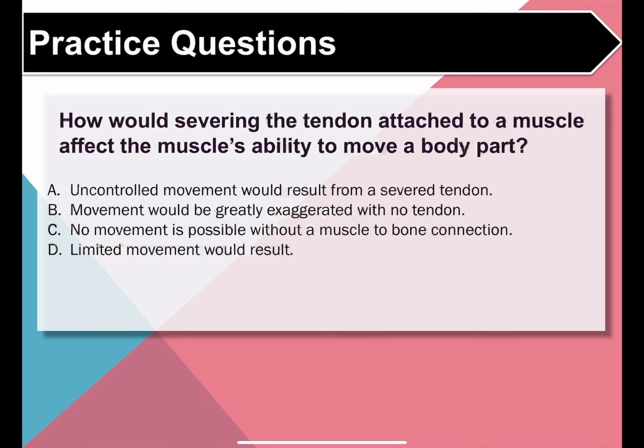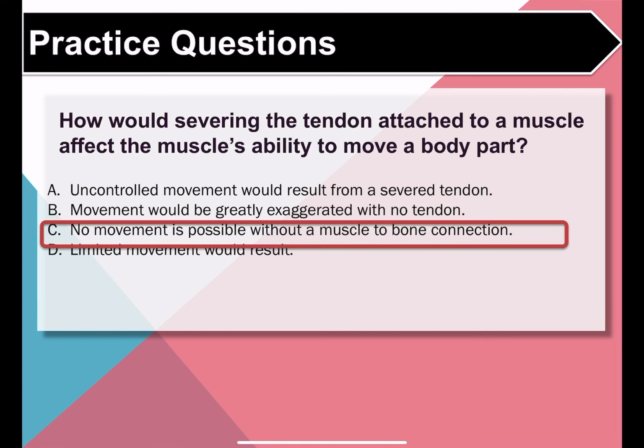How would severing the tendon attached to a muscle affect the muscle's ability to move a body part? No movement is possible because once you cut off a tendon, your muscle can contract all it wants, but it can't move the bone. No movement of the bone, no muscle, no movement, okay?